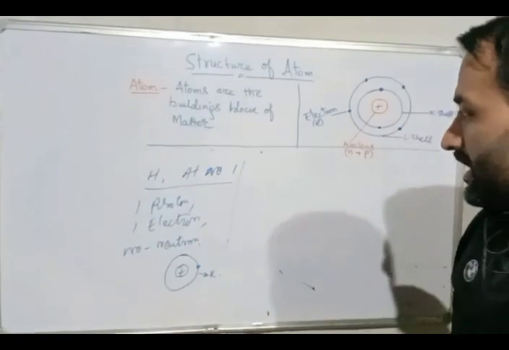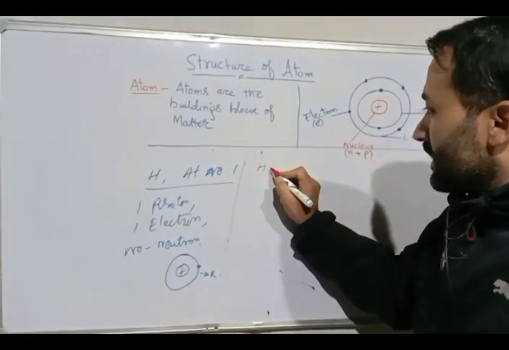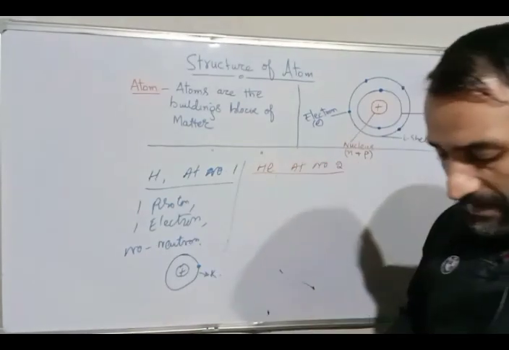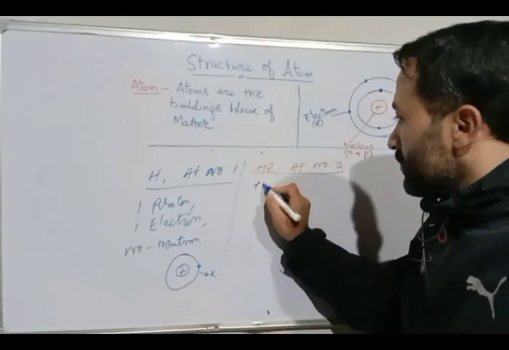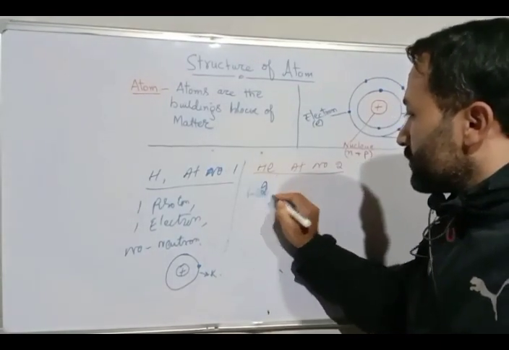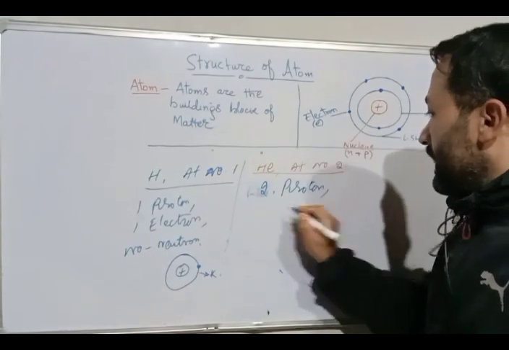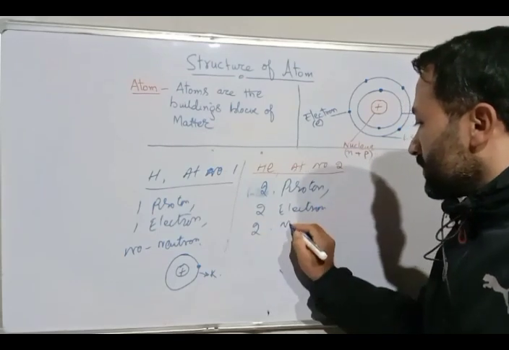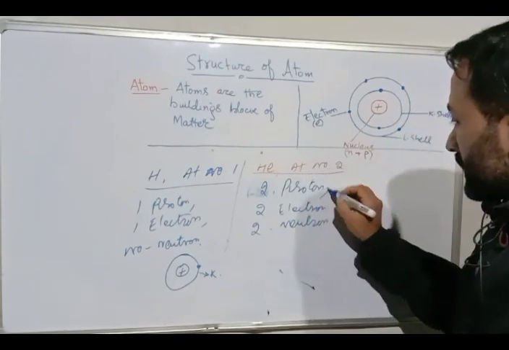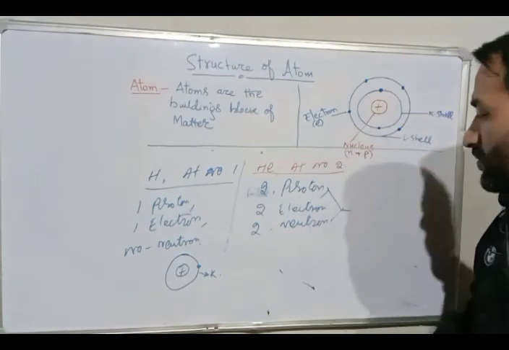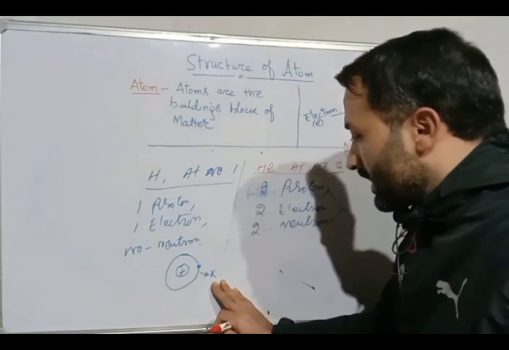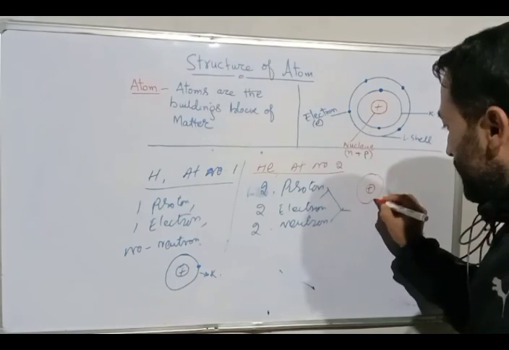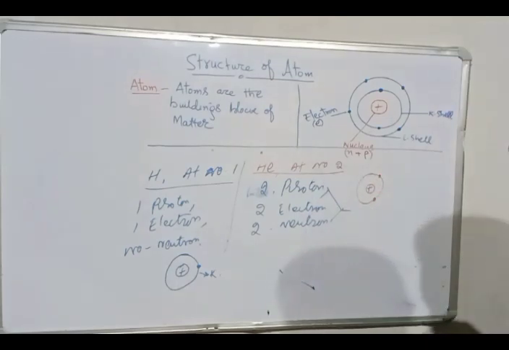Let us draw another atom, that is the atom of helium, with atomic number 2. Atomic number 2 means there are two protons, two electrons and two neutrons. The protons and neutrons are in the nucleus, while two electrons are revolving in the first shell, or the K shell, of the helium atom. So let's draw the structure. It is like this: two protons and two electrons.